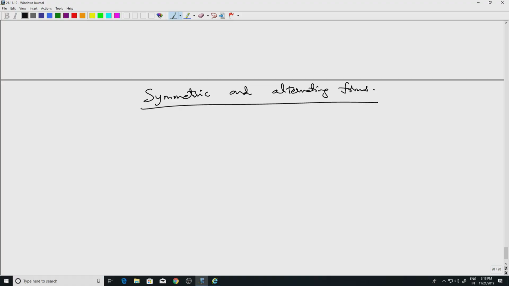Now, in this lecture, let's focus on two special classes of tensors. By the way, I should mention that here I've written forms, so perhaps I should change it to tensors: symmetric and alternating tensors. Now, let's start with an element alpha in Lk(V), with the same notation as last time.